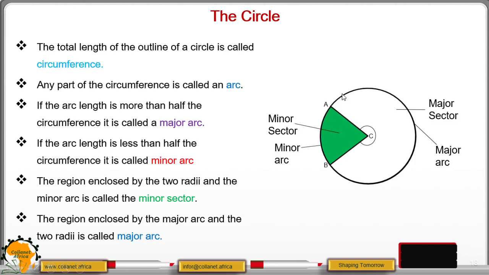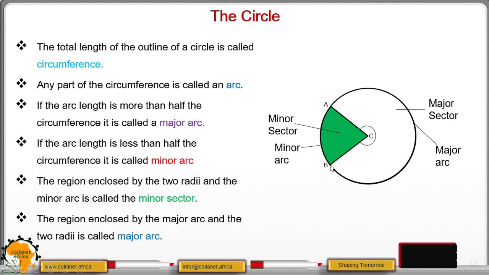We have this circle, and the outline is our circumference. This part from here to here, from A to B, which is part of our circumference, we call an arc. And because this arc is less than half of the circumference, we call it the minor arc. Then this region that is covered by the two radii and the minor arc is what we are calling the minor sector.